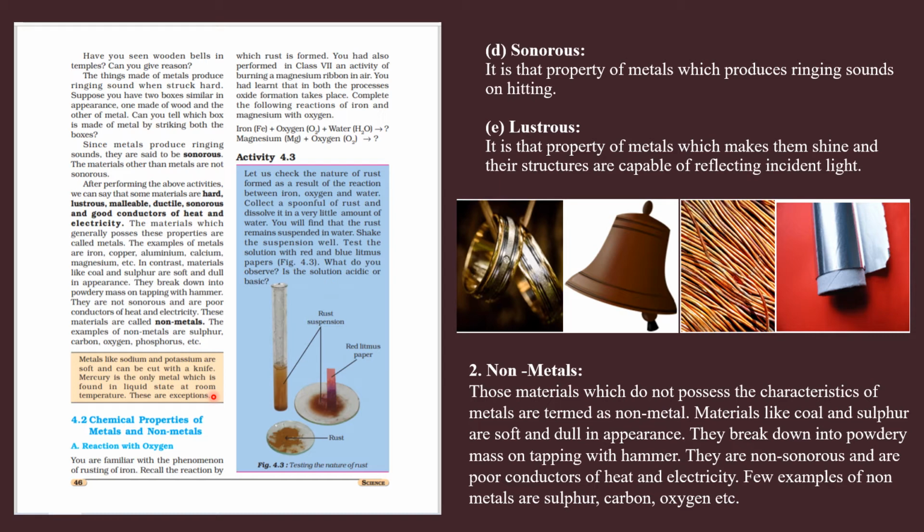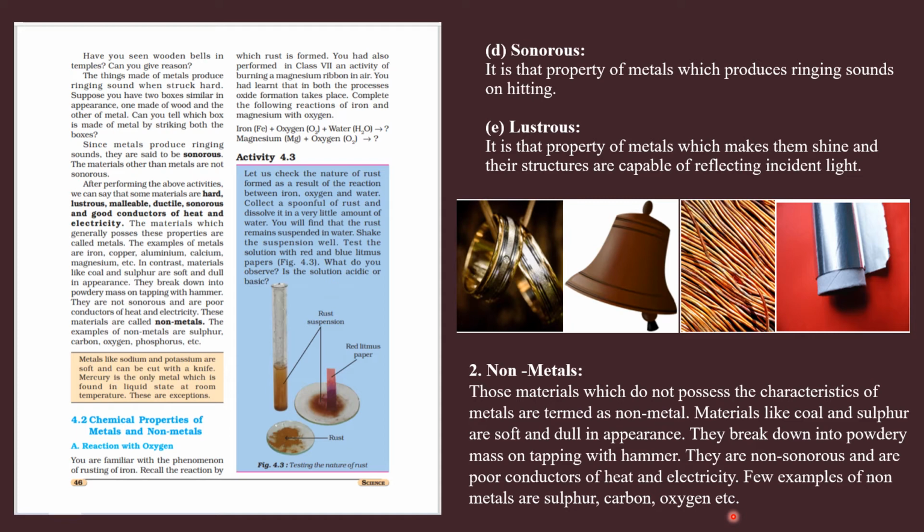Now we will discuss the chemical properties of metals as well as non-metals. First, from what we have discussed about metals, we summarized that non-metals are those which do not possess the characteristics of metals. Materials like coal and sulfur are soft and dull in appearance. They break into a powdery mass on tapping with a hammer. They are non-sonorous and poor conductors of heat and electricity. So this is the summary of what non-metals are.